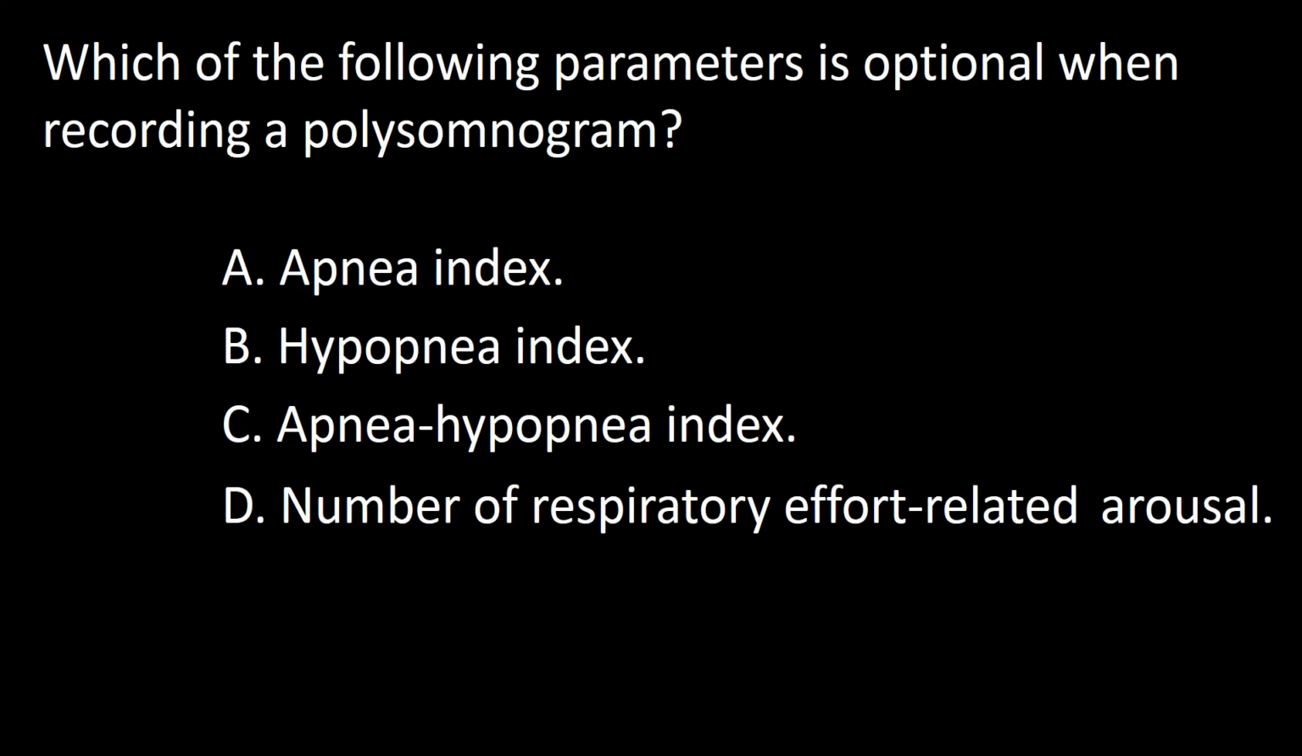Next question. Which of the following parameters is optional when recording a polysomnogram? A. Apnea index. B. Hypopnea index. C. Apnea hypopnea index. D. Number of respiratory effort related arousals.